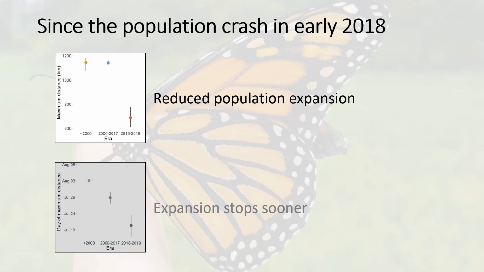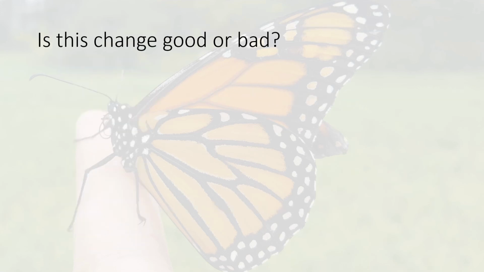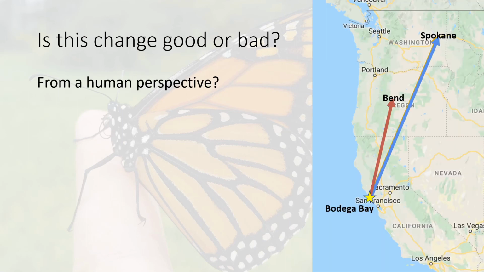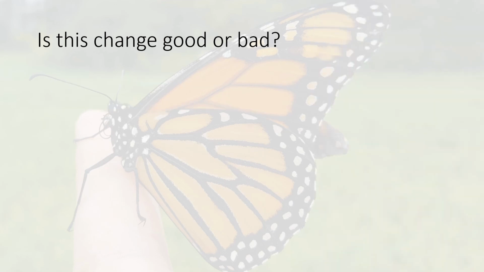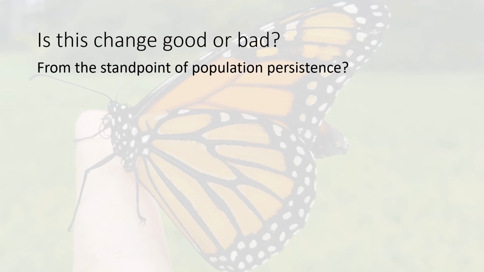So we see this dramatic change. Is this change good or bad? Well, the answer from a human perspective is pretty clear. It's really bad. If you are in Washington State, you are now unlikely to see monarch butterflies, even though 3 years ago you probably saw some. From a population persistence standpoint, though, the answer is a lot more complicated.